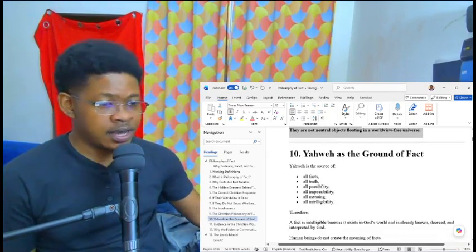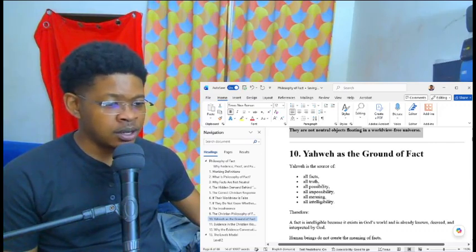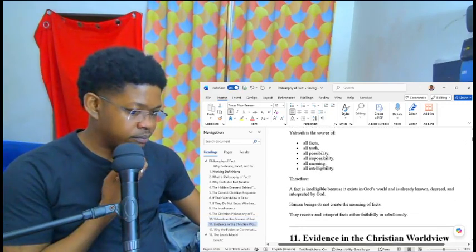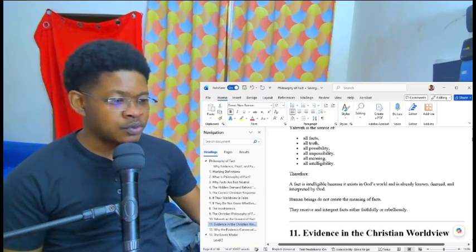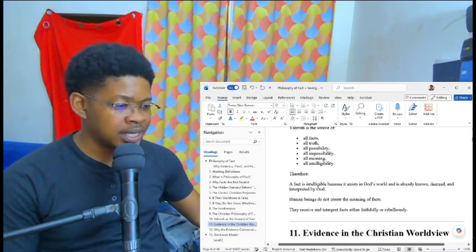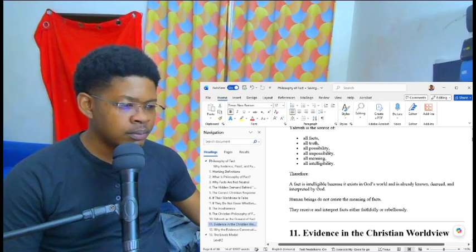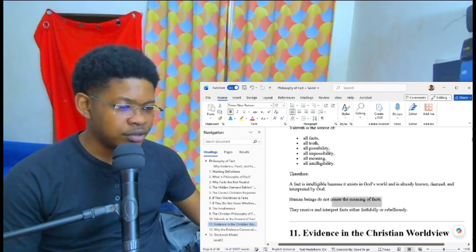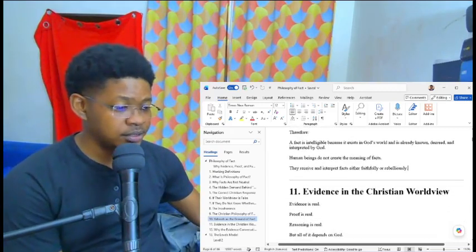Now, Yahweh is the ground of facts. Yahweh is the source of all facts, all truth, all possibility, all impossibility, all meaning, all intelligibility. Therefore, a fact is intelligible because it exists in God's world and is already known, decreed, and interpreted by God. Human beings do not create the meaning of facts. They receive and interpret facts either faithfully or rebelliously.